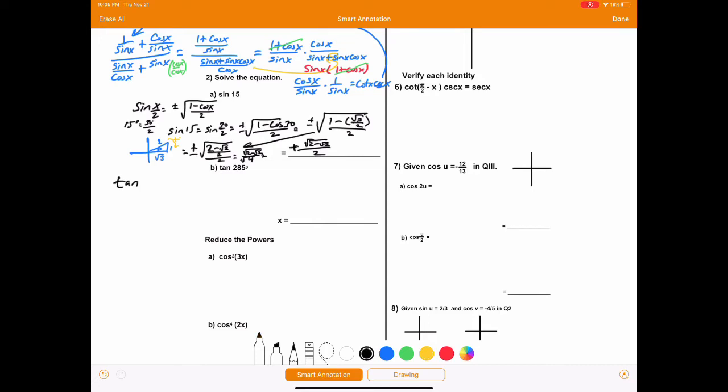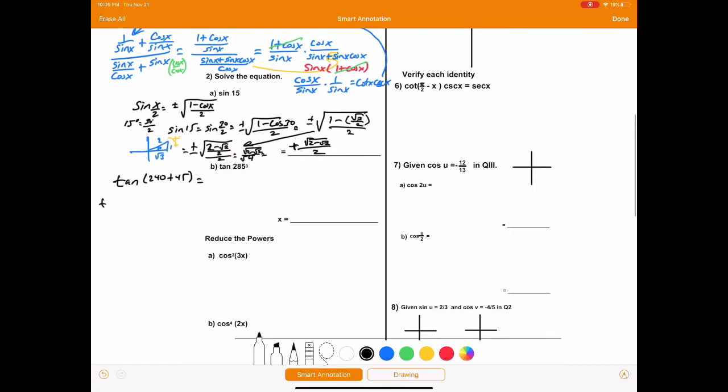Okay, our next problem, I see 285. 285 is not a 30, 60, 90, or 45-degree angle, but we could make it into a 45 and 240. And the trick is, if you see a 5, the chances are it might be a 45-degree angle. So go ahead and subtract 285 by 45, and we end up with 240, and we know what 240 is.